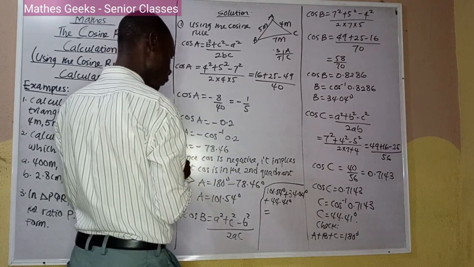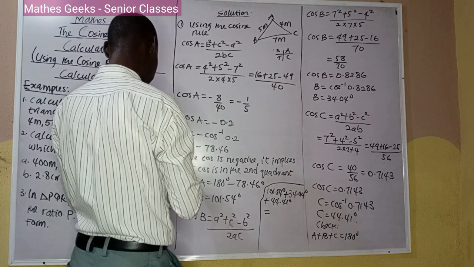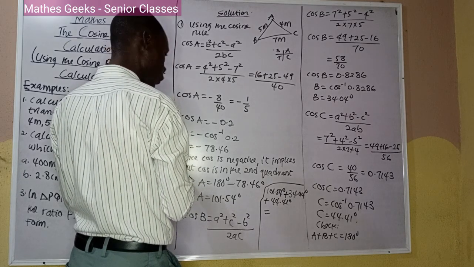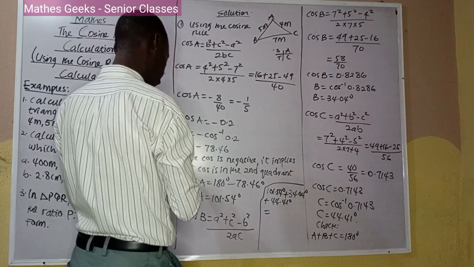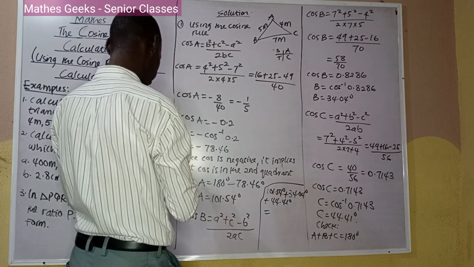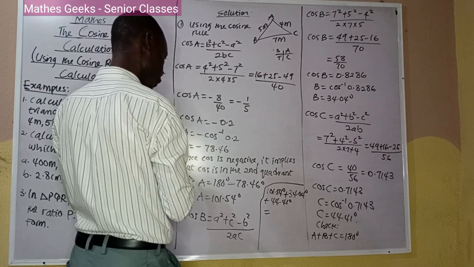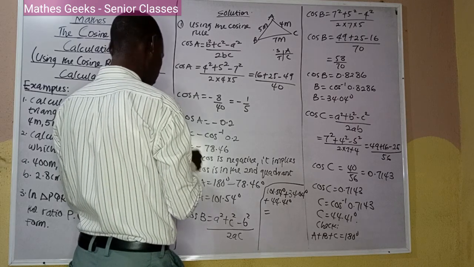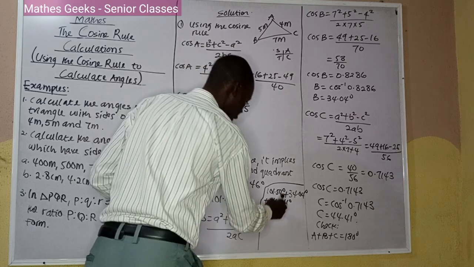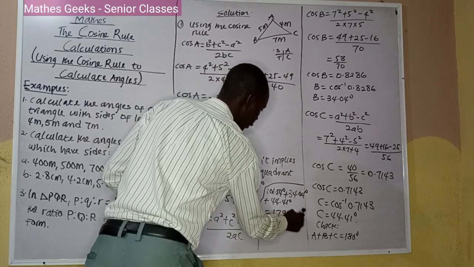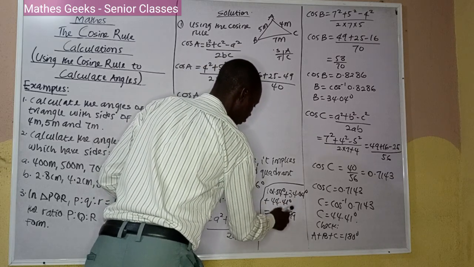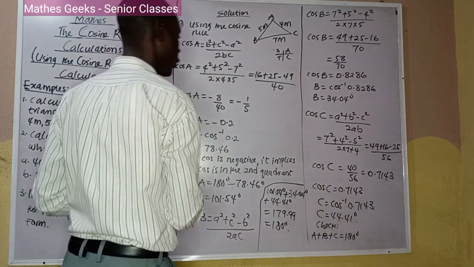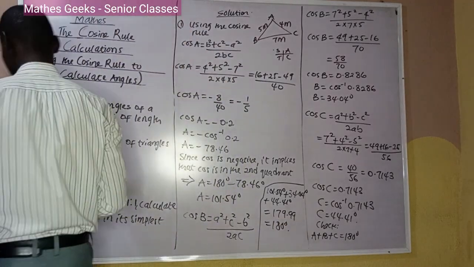101.54 plus 34.04 plus 44.41 is 179.99. If you approximate, you're going to have 180 degrees. So our answers are correct.